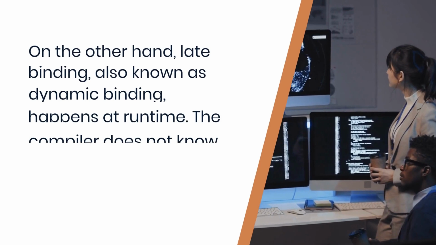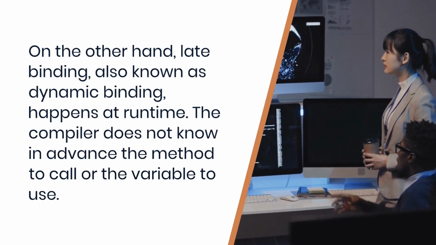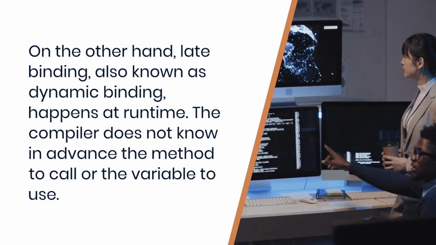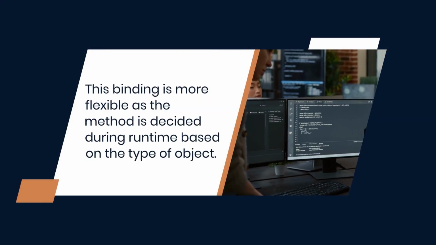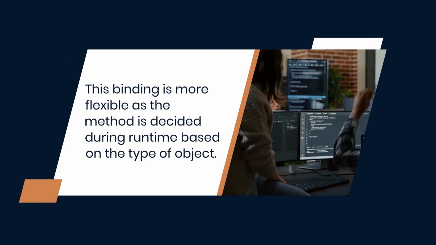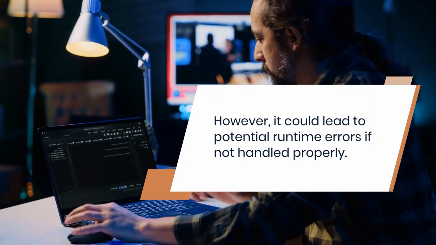On the other hand, late binding, also known as dynamic binding, happens at runtime. The compiler does not know in advance the method to call or the variable to use. This binding is more flexible as the method is decided during runtime based on the type of object. However, it could lead to potential runtime errors if not handled properly.